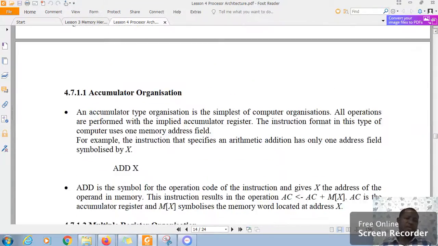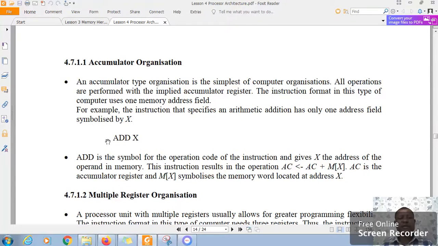I'd like us to look at what happens specifically with the accumulator register. In accumulator organization, you can have an instruction that specifies an arithmetic addition which has only one address field, symbolized by, for instance, memory location X. So when you say ADD X, it means you take X and add it to whatever is in the accumulator register. That way, we avoid using two. We shall look at that later.